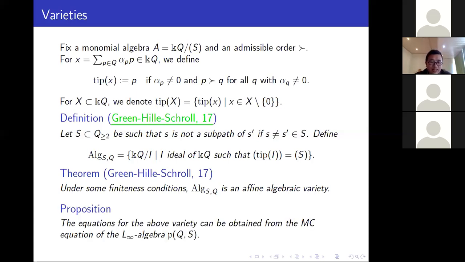Actually, this affine algebraic variety can be given by the Maurer-Cartan equation of the L-infinity algebra. Here the finiteness condition just makes sure that we have only finitely many equations. This is a very natural condition, about the irreducible paths. I will not give the details, but later I will give an example to look at this.